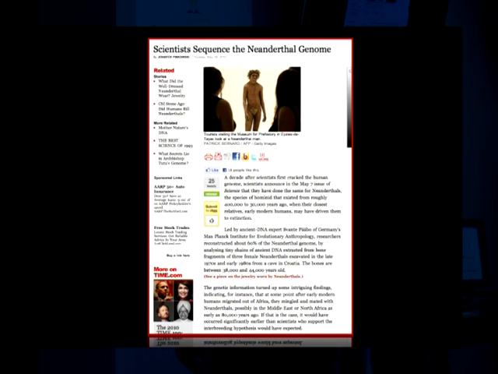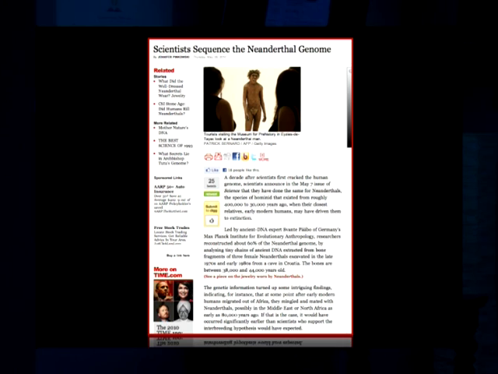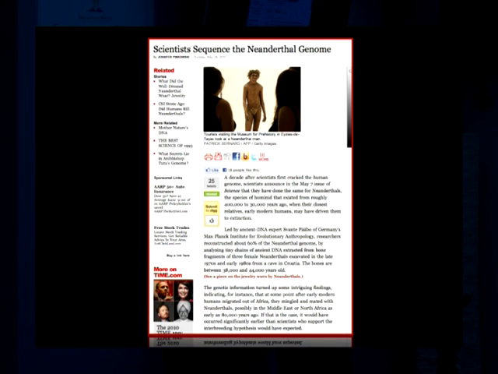Here's an article. Scientists sequenced the Neanderthal gene. This is just very recently. This is 2010. It says, a decade after scientists first cracked the human genome, scientists announced in May issue of Science, that Neanderthals existed roughly 400,000 to 30,000 years ago. How do they know that? Not by carbon dating, by speculation. When their closest relatives, early humans, may have driven them to extinction.